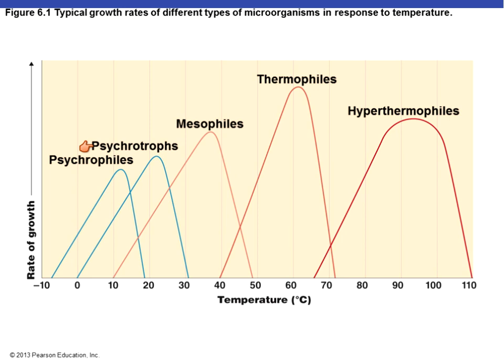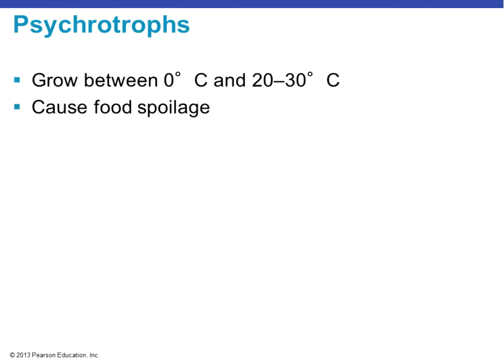Psychrotrophs are going to like a little lower temperature. It's kind of refrigerator temperature at about 24 degrees Celsius. And psychrophiles kind of fit in that same category as the hyperthermophiles, the extremophiles. They like much, much lower temperatures.